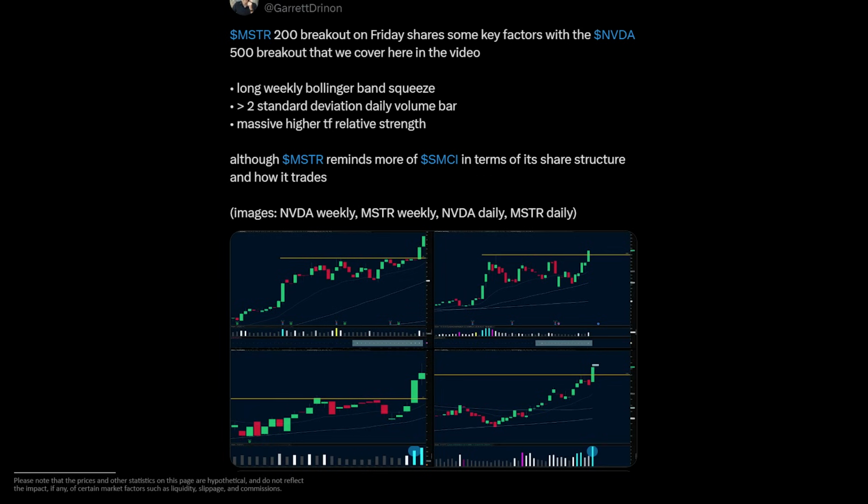On the top panels, we have the weekly squeeze, and on the bottom panels, we have the breakout on the daily chart on a greater than 2 standard deviation volume bar. And the same pattern occurred with SMCI earlier in the year, right? Very simple, very powerful. We can do this on any time frame, but daily breakouts are my favorite.